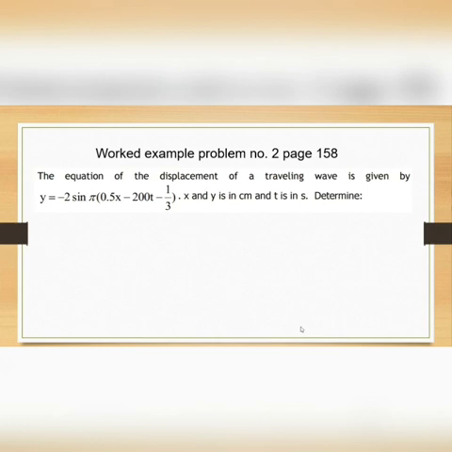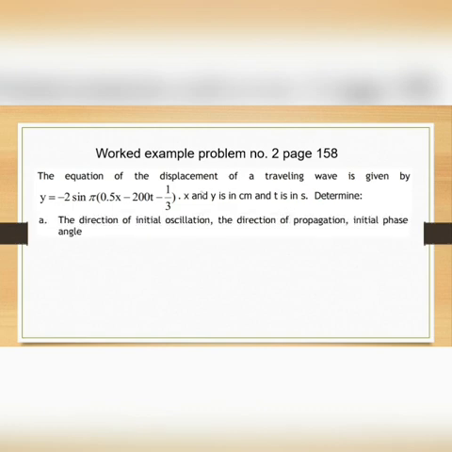Now I'm going to discuss example problem number 2 on page 158. We have an equation of displacement of a traveling wave, y equals minus 2 sine pi times (0.5x minus 200t) minus 1/3, where x and y are in centimeters and t is in seconds. We want to determine the direction of initial oscillation, the direction of propagation, and the initial phase angle.